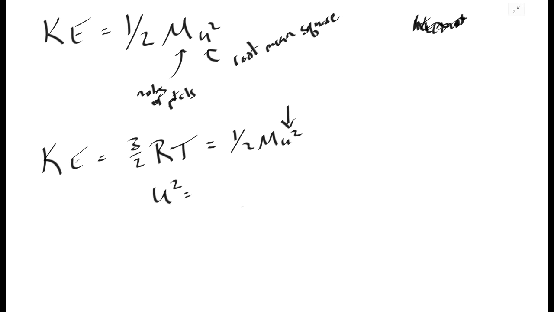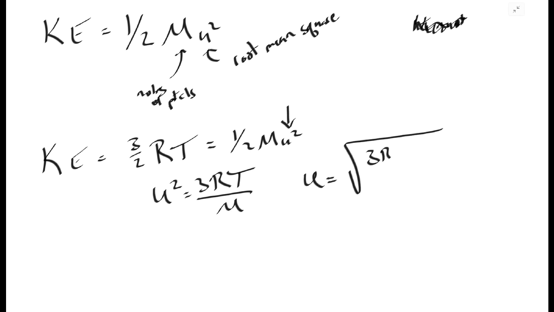You're going to get u squared equals 3RT over M. So then you take the square root of both sides. u is equal to the square root of 3RT over M. So the first thing I want you to take away from this is that higher temperature equals faster particles. Okay. Not directly. It's a square root relationship. So you have to get the temperature 4 times higher to get the particles twice as fast, but it's still an important relationship. It's a significant relationship.